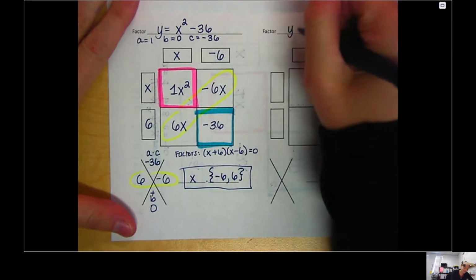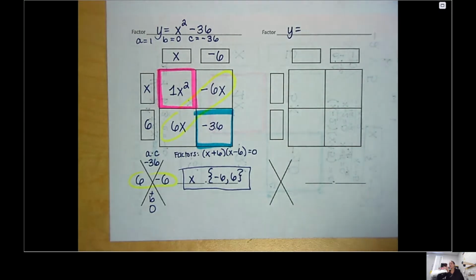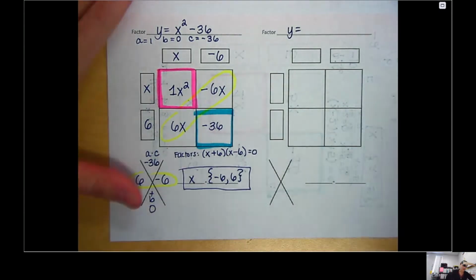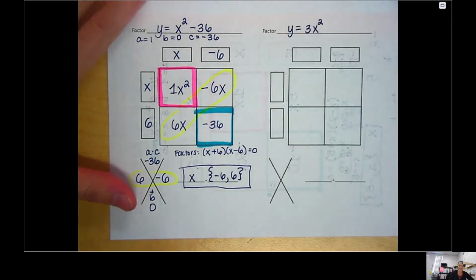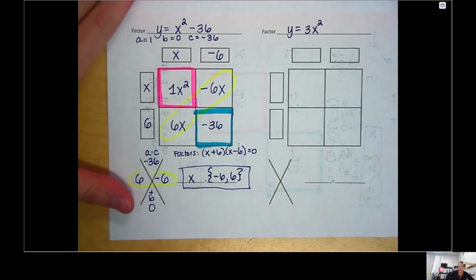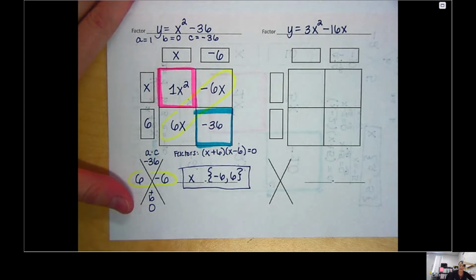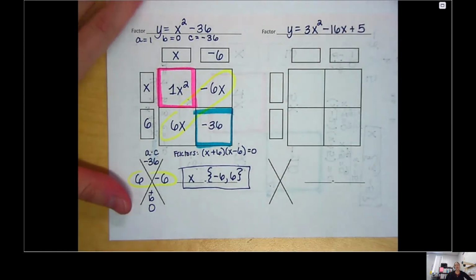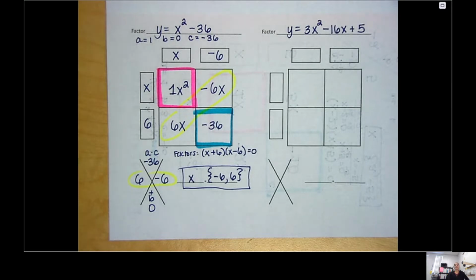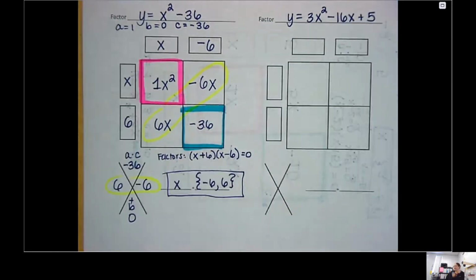Y equals, oh wait, I got to do the back side. 3x squared minus 16x plus 5.